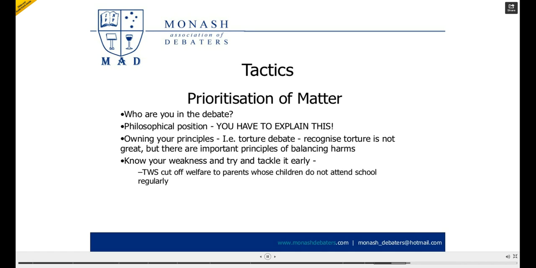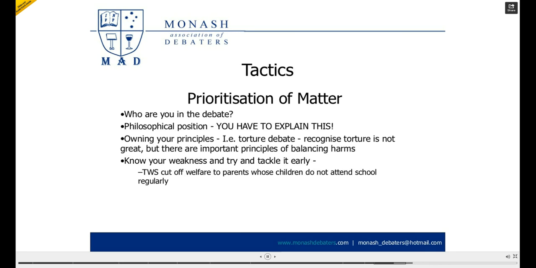Oh, but hey, guess what? You actually have the ability to do whatever the hell you want with your body. It's absolutely got to be: outline your philosophical position, and then you can go on and say, here are the benefits, here are the harms, and deal with the practicalities. So prioritization of matter and owning that philosophical principle is so important.